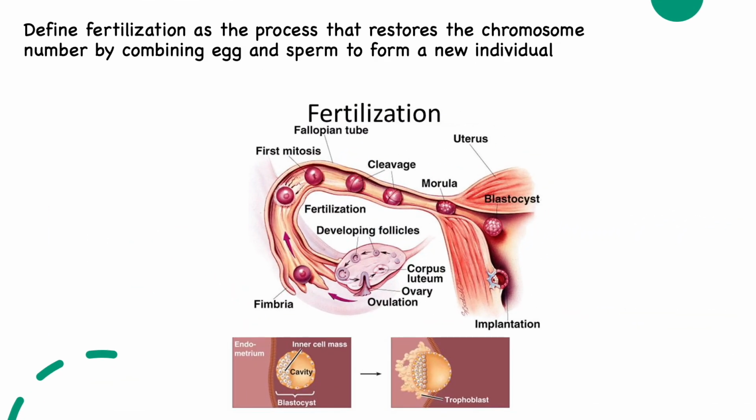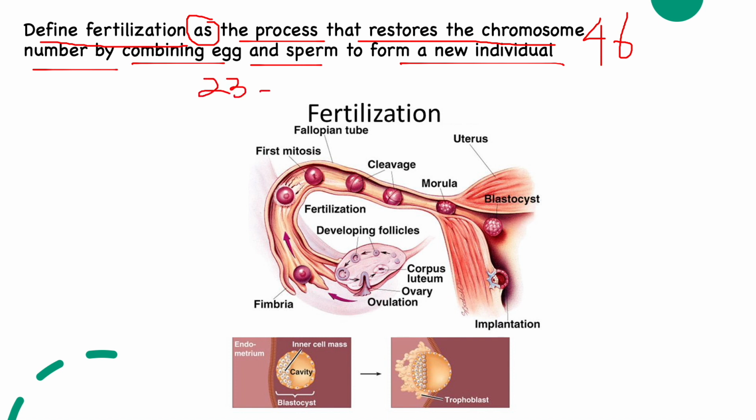First KPI, which is a continuation from the last KPI of topic 8.1: define fertilization. Now actually they are defining fertilization in the KPIs itself, just like meiosis. So for example, define meiosis as the process that produces gametes. Here, define fertilization as the process that restores the chromosome number by combining egg and sperm to form a new individual. So restore the chromosome number means the total chromosome number like 46 by combining 23 from the egg with 23 from the sperm.